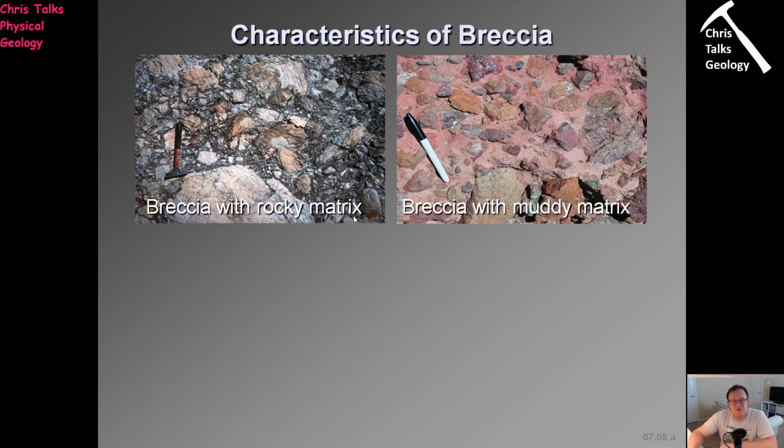So what can we see here? Well, here we can see two different types of breccia. Now this one I'm afraid isn't a great picture, but what you can see is this grey material here is a breccia with a rocky matrix. This one over here is a breccia with a muddy matrix. So you can see there are differences in the matrix, and the matrix is the material that sits in between the clasts.